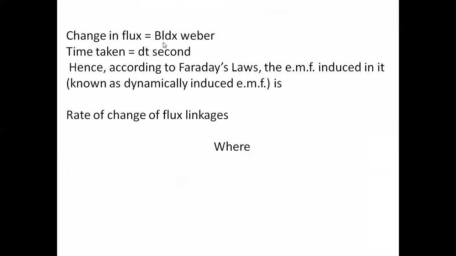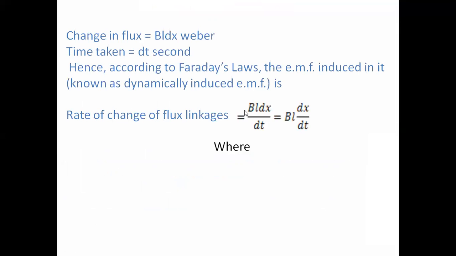So change in flux is equal to BL dx Webers, and time taken is equal to dt seconds. According to Faraday's law, the EMF induced in it, known as the dynamically induced EMF, is equal to the rate of change of flux linkages. So the rate of change of flux linkages is equal to BL dx by dt, that is BLV. Here dx by dt is nothing but the velocity, and it is equal to BLV volts.